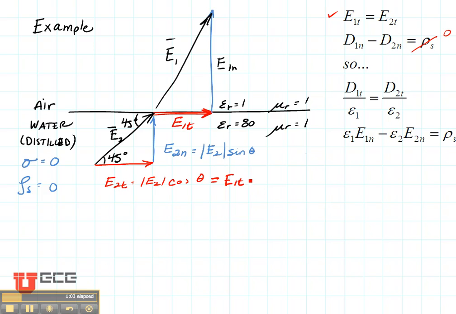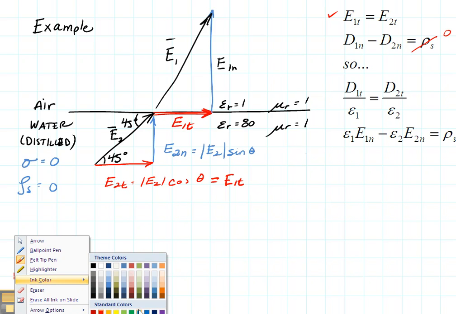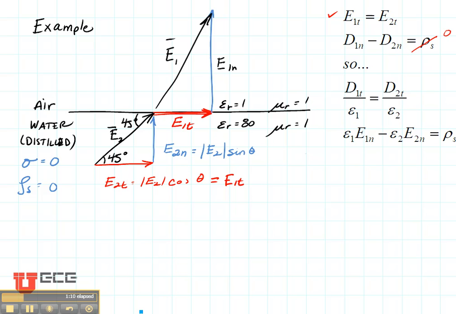The next thing that we're going to do is determine the normal components. So the normal component you can see is E2n, which is E2 times the sine of theta. Now how is that related to the region number 1? Well, D1n in this case is going to be equal to D2n because rho s is equal to 0, and D1n is equal to epsilon 1 times E1n, and D2 is epsilon 2 times E2n.